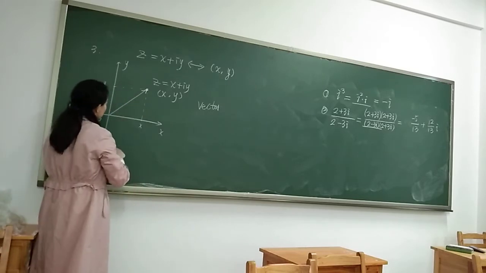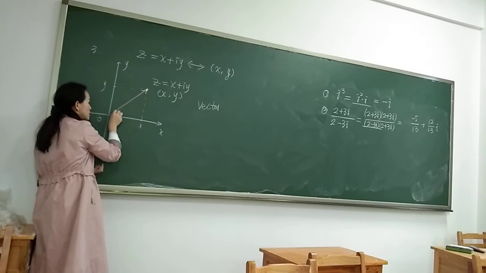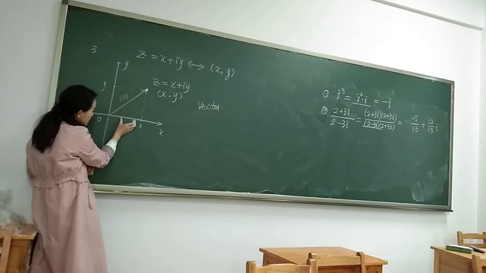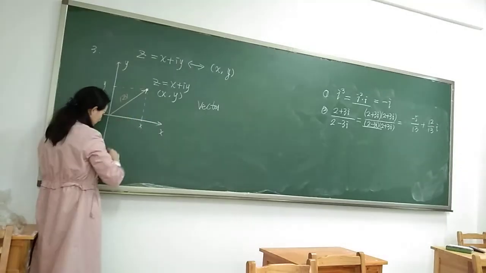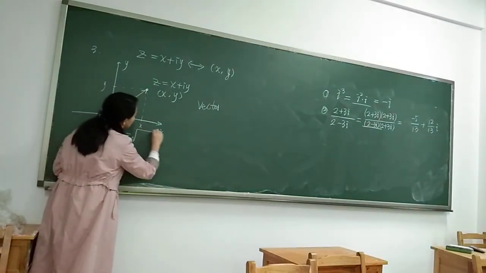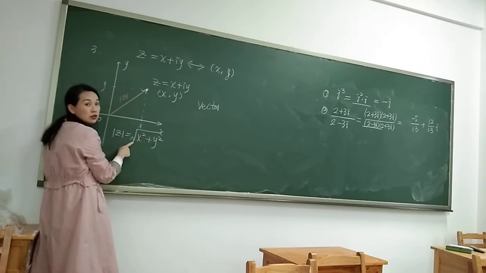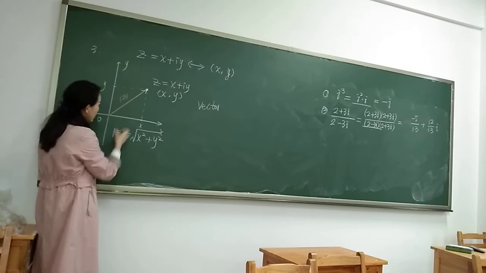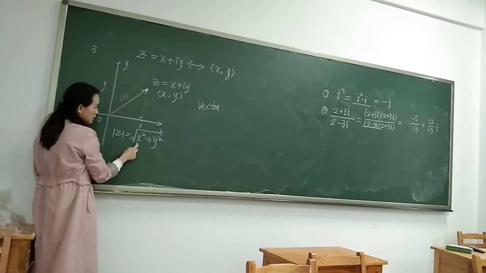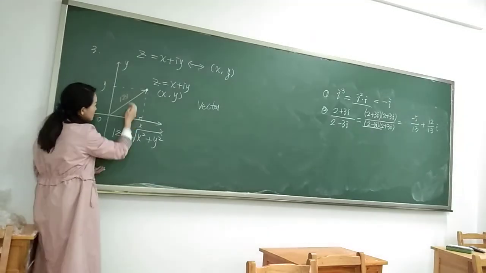This is the length of this z, we say it is the modulus of z. If this is x and this is y, the modulus of z is the square root of x squared plus y squared. Yes or no? That is the norm of z. This is the length.